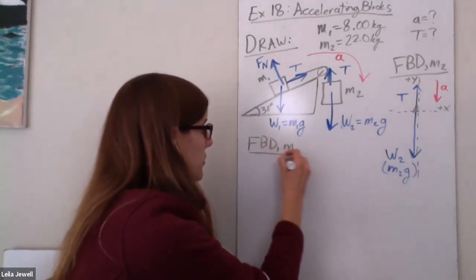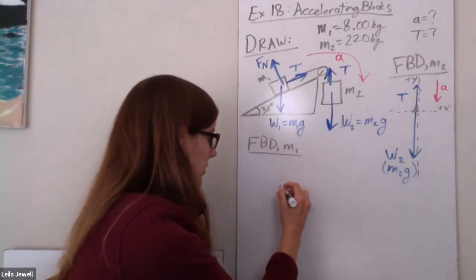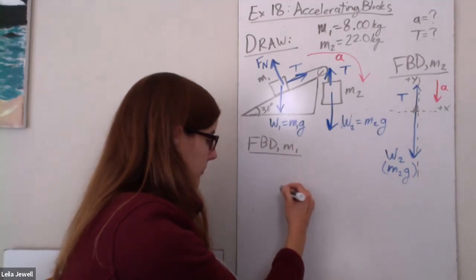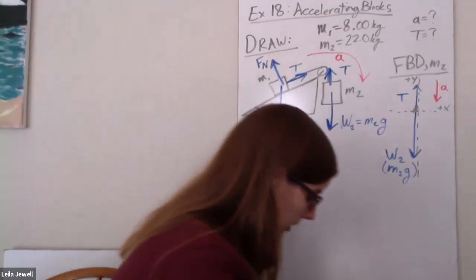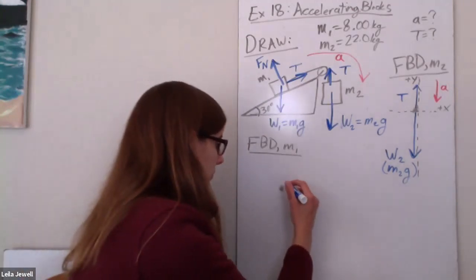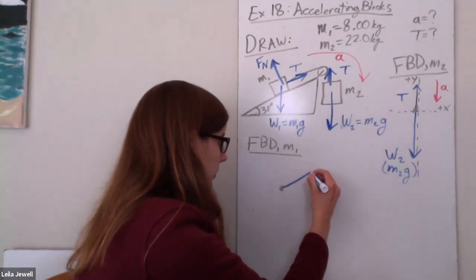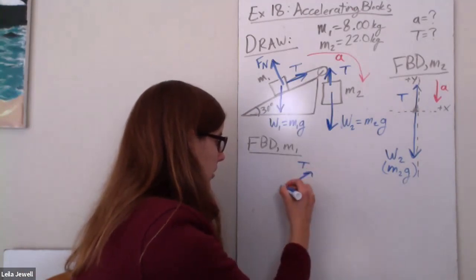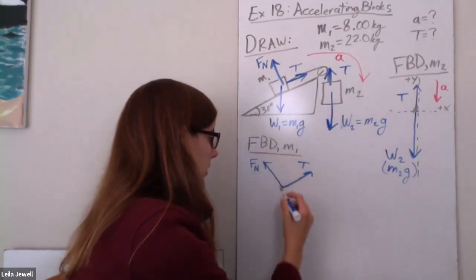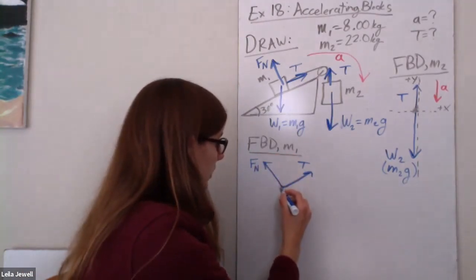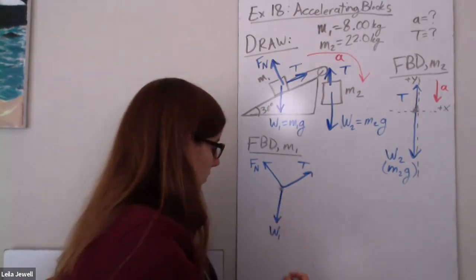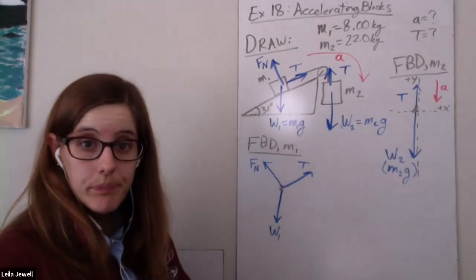All right, we're going to reduce mass 1 down to a single point. There we go. And now I'm going to copy down the forces acting on it as shown. So the tension is going up along the slope, the normal force is sticking out perpendicularly from it, and the weight is coming down, W1.